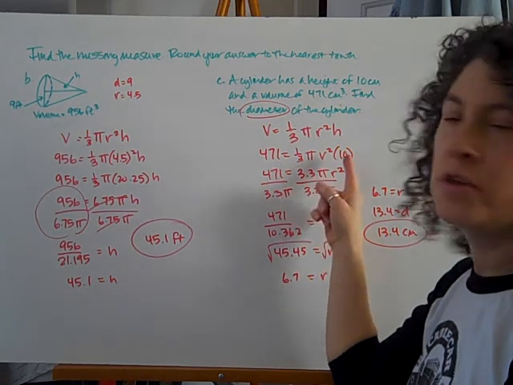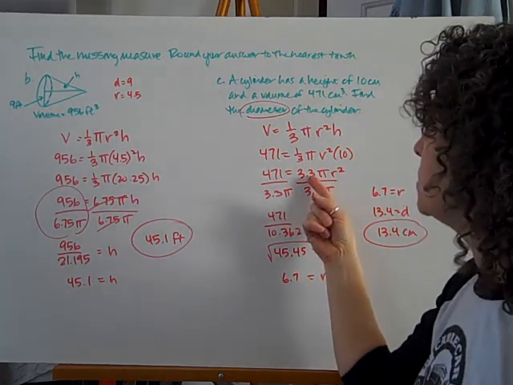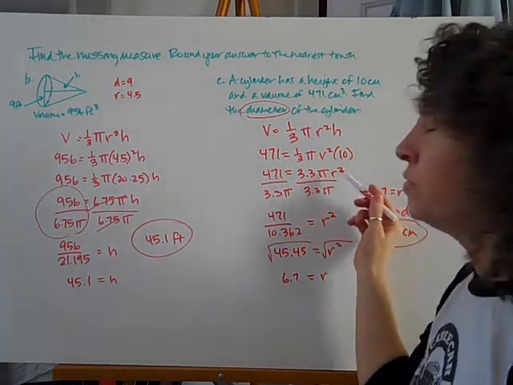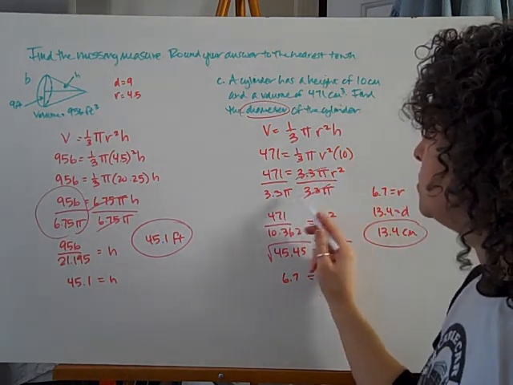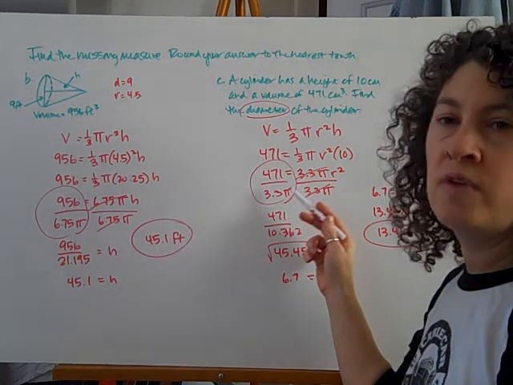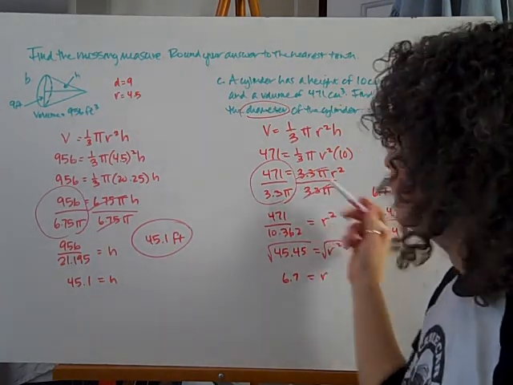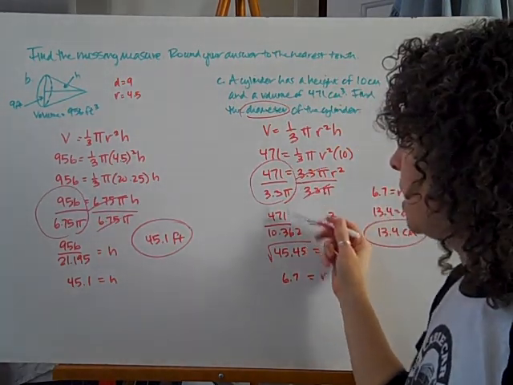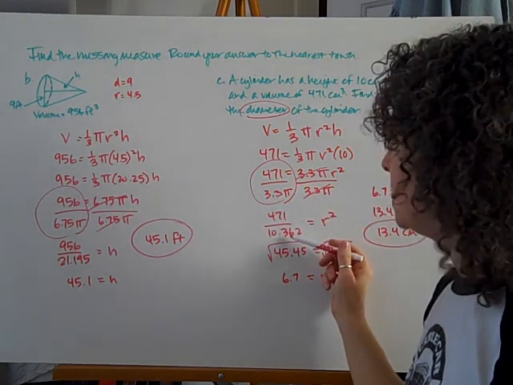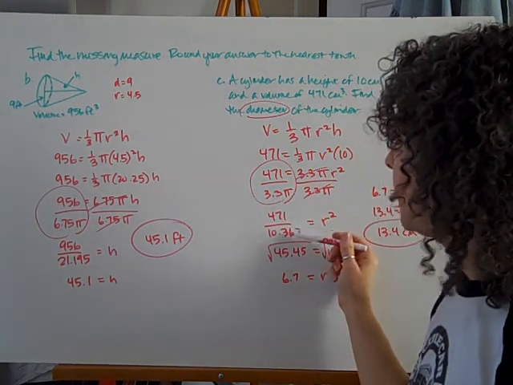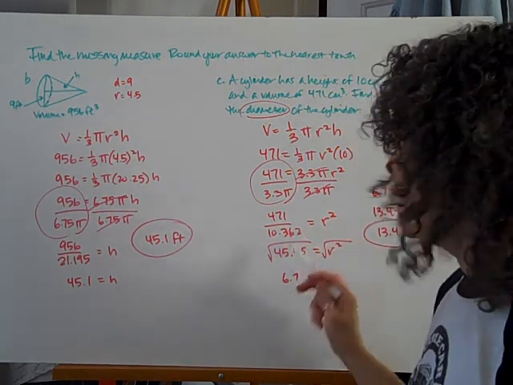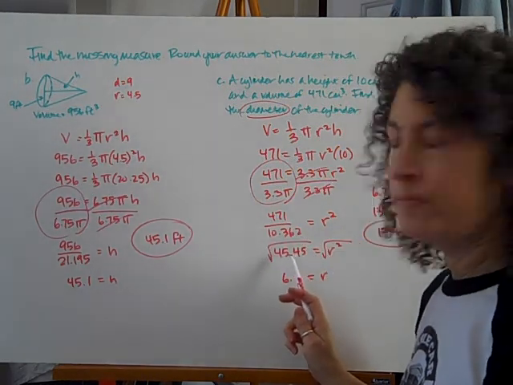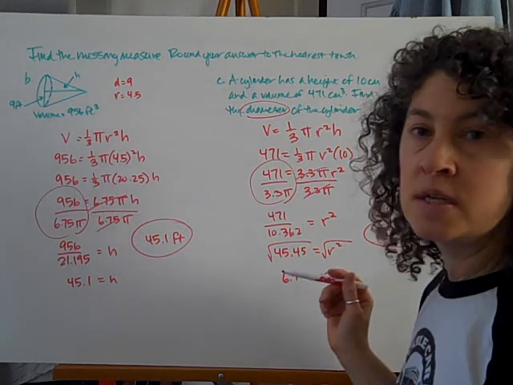So I did 1/3 times 10 and got about 3.3. I'm trying to get the radius by itself, so I divided both sides by 3.3 pi, which again cancel out and leave me with this value for the radius squared. So I grabbed my calculator, did 3.3 times pi and got 10.362. Then I divided 471 by 10.362 and got 45.45, but that's equal to r squared. It's not equal to r.